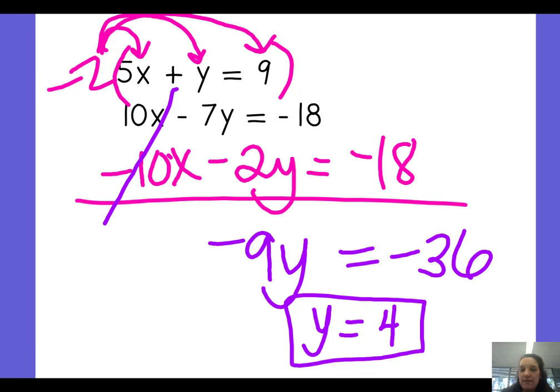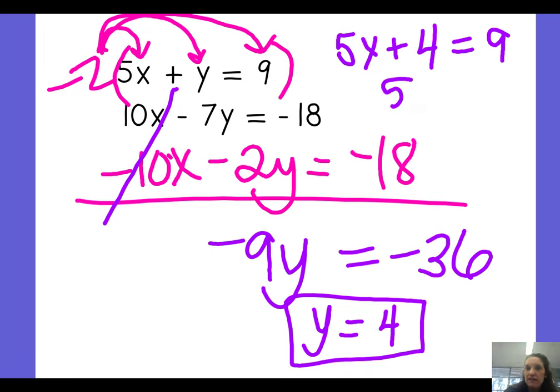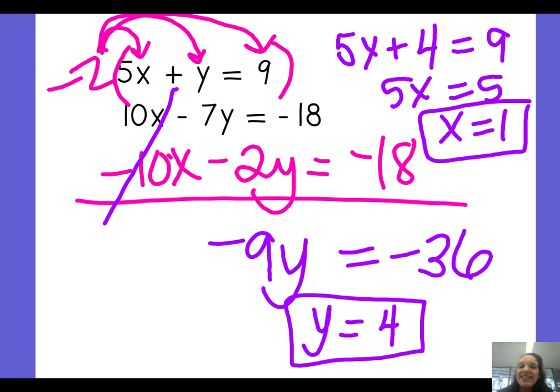That works out nicely. And so now to figure out what x is, I can just plug 4 back into either one of these equations. It doesn't matter. I'm going to plug it into the first equation. That one looks easier, smaller numbers. 5x plus 4, I'm substituting the 4 in for y, equals 9. Subtract the 4, so I get 5x equals 5. Divide by 5, x equals 1. And that's the exact same answer I got when I did substitution.